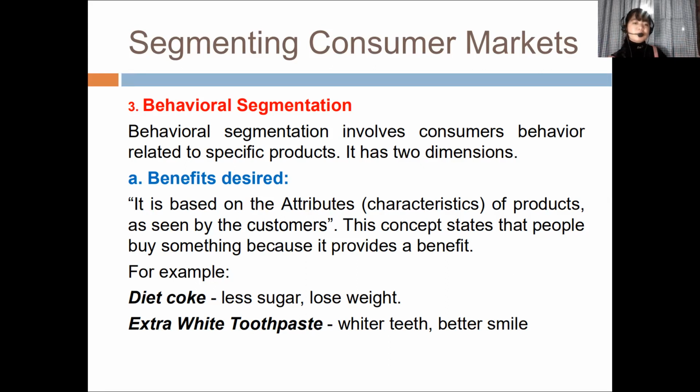So under behavioral segmentation, benefits desired, this concept states that people will buy something because it provides a benefit for them, the desired outcome when they use your product. For example, I would like to be pretty, to highlight my beauty. So you're going to offer her beauty products, not just facial care but makeup. Or the customer wants to be fairer, so whitening products. So that is benefits desired under behavioral segmentation. You base it on the desired outcomes of the consumer.